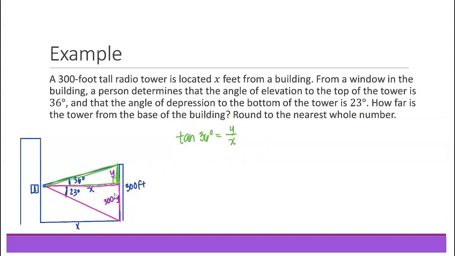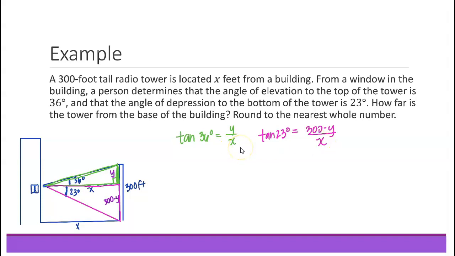And then we'll go ahead and set up the trig ratio I have involved for the bottom triangle involving the angle of depression. So in regards to 23 degrees, I want to include the opposite side, 300 minus y, and the adjacent side, x. So we'll go ahead and say tangent of 23 degrees is equal to opposite 300 minus y over x. So what I have here is two different equations, both involving x and y. So I have essentially a system of equations.